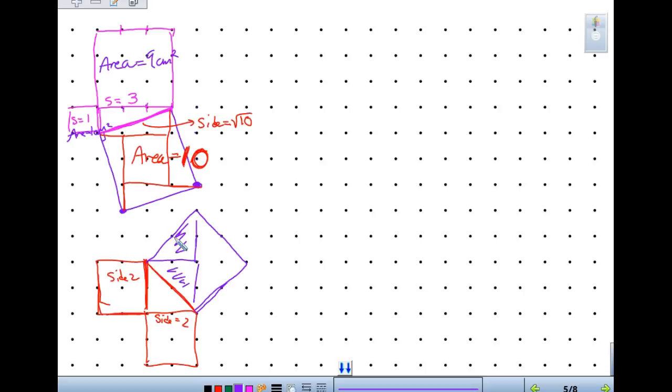2. So these 2 more are going to make it a, wait, how many squares is this? This is 1. I slide this up. How many total are these? 4. And how many total? 4. So what is my area of this? 8. Area equals 8. Side is what? Square root 8. Square root 8.